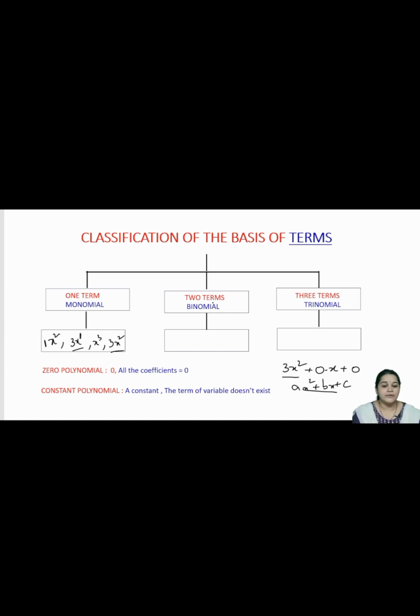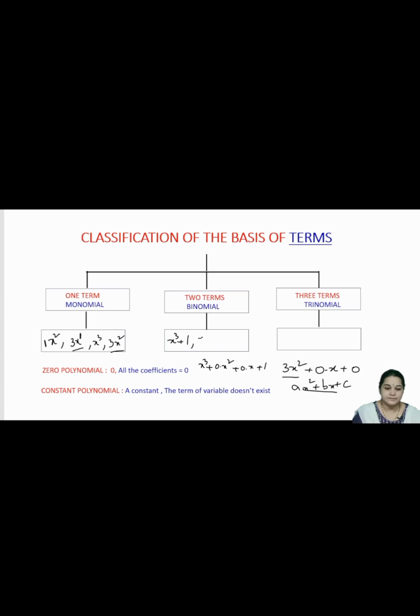Next, if a polynomial has two terms, then we call it a binomial. Let us consider the examples. x cube plus 1 is a polynomial. x cube plus 1 can be written as x cube plus 0 into x square plus 0 into x plus 1. It is a polynomial, but it has only two terms, so we call it a binomial.